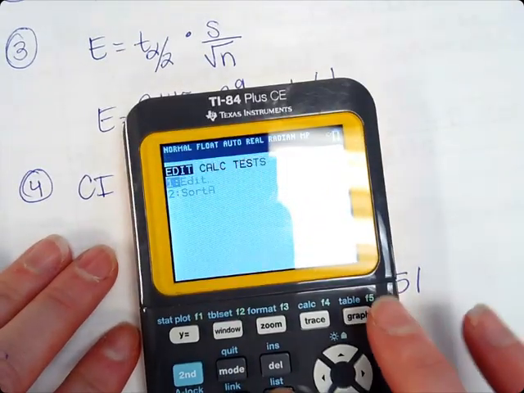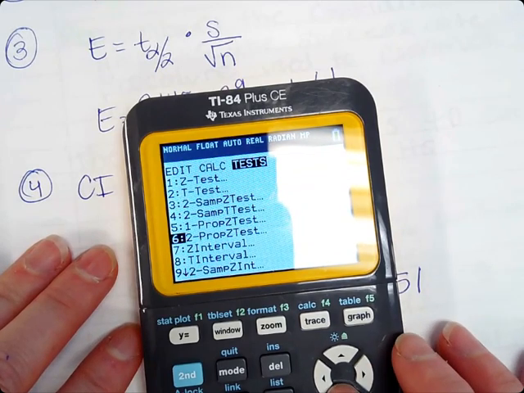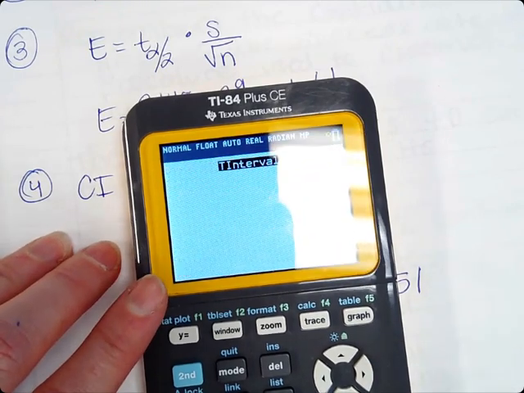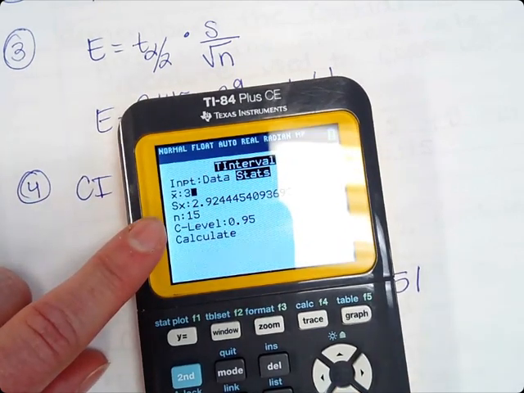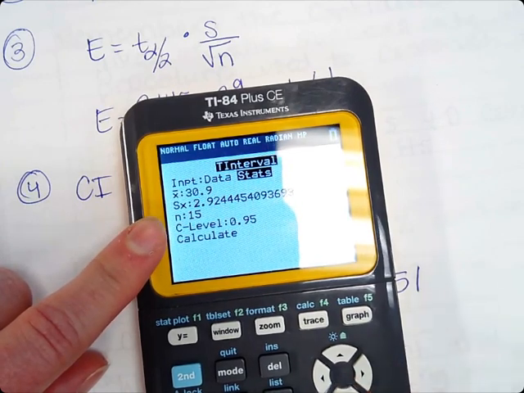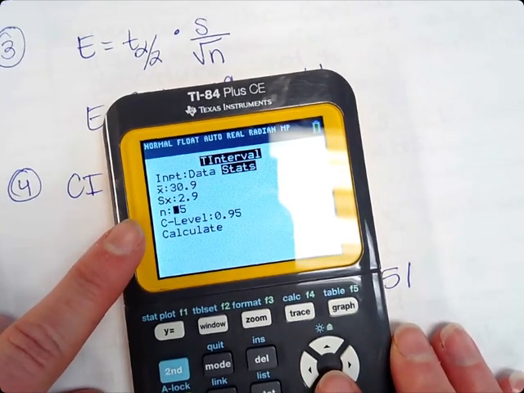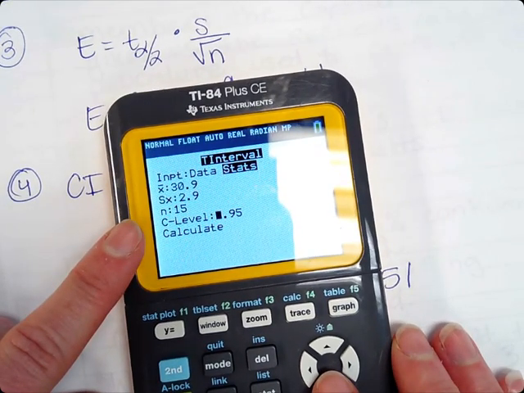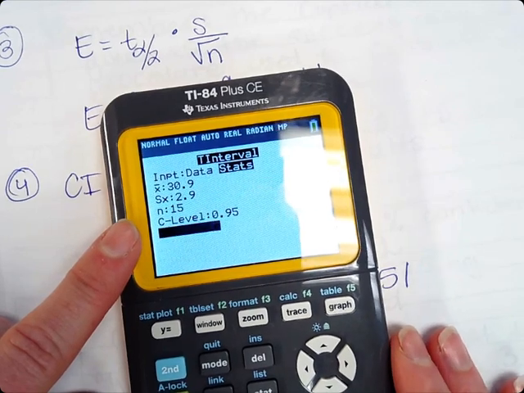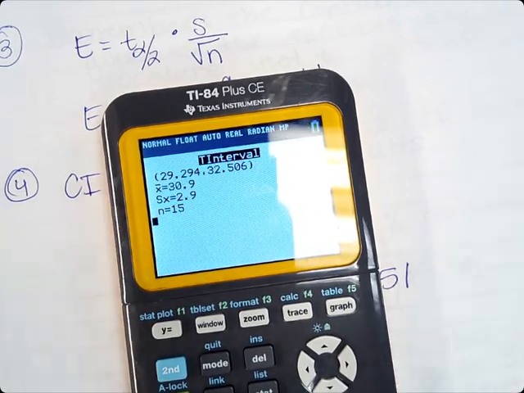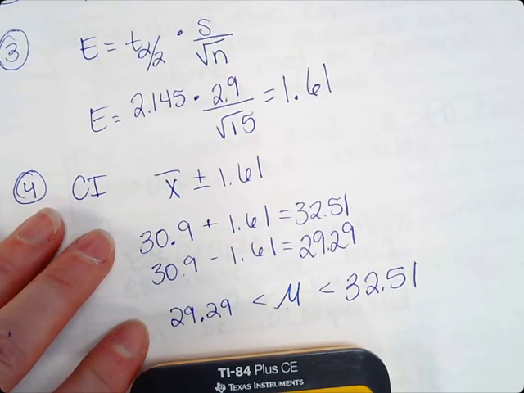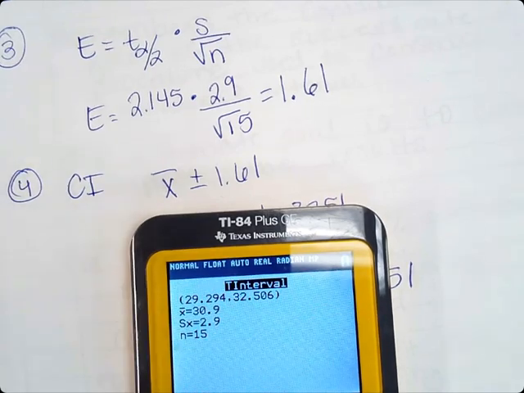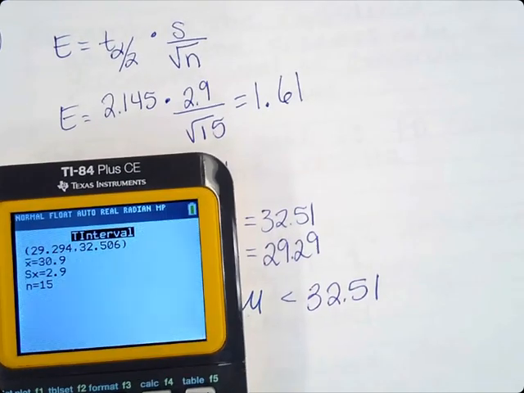And then we can also do where we put in our summary stats. So t-interval, let's do our stats this time. We're given our mean is rounded to 30.9, and our sample standard deviation is 2.9. n is 15, and our level is 95. Calculate. 29.29 and 32.50. So if we were to round those to the hundredth place, then we'd actually get the same thing.